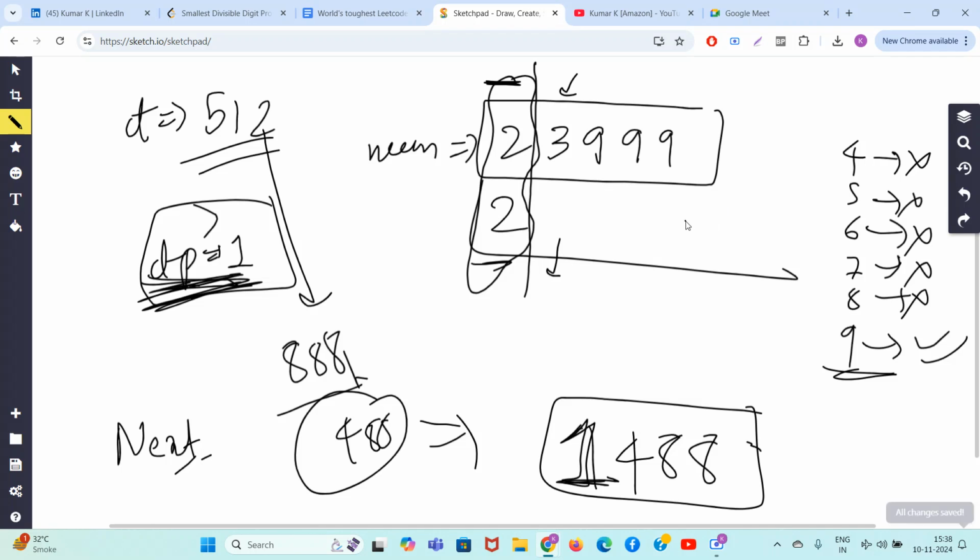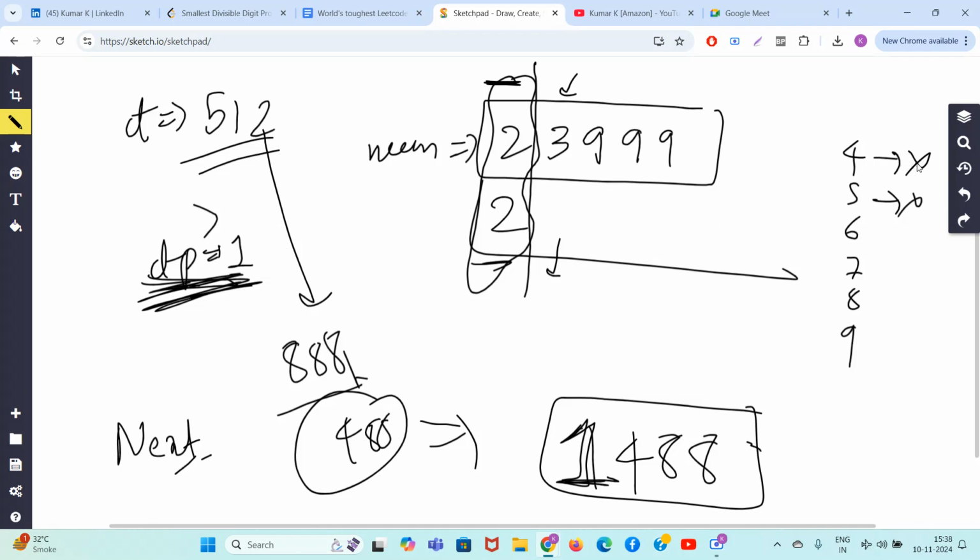So now, if you have to, you have to try 4, 5, 6, 7, 8, 9, right? Let's say 4 does not work, but 5 works. Do you need to check all these numbers? No, because 5 is the smallest one. We want the smallest one here, which is greater than 3. So let's try with 4.